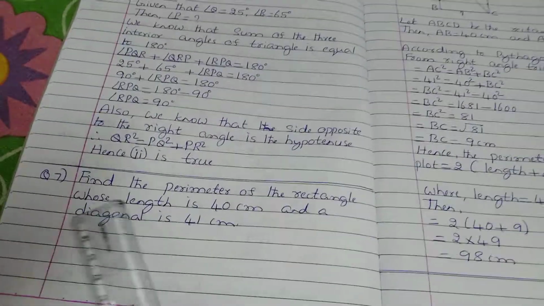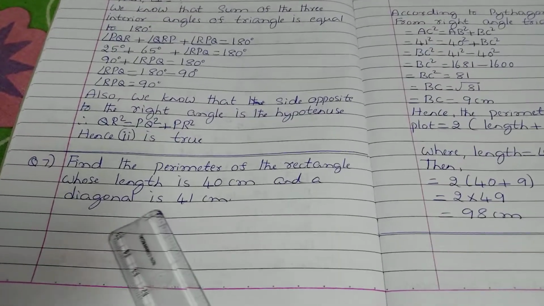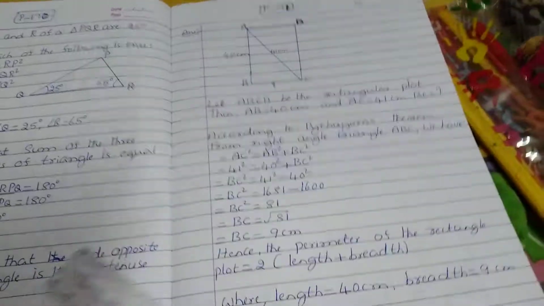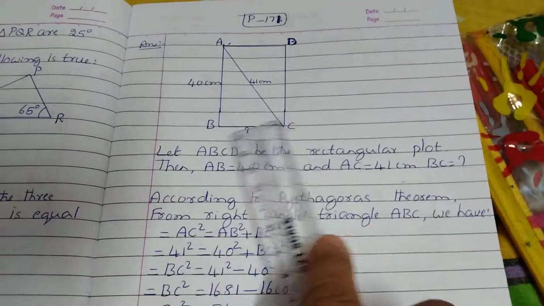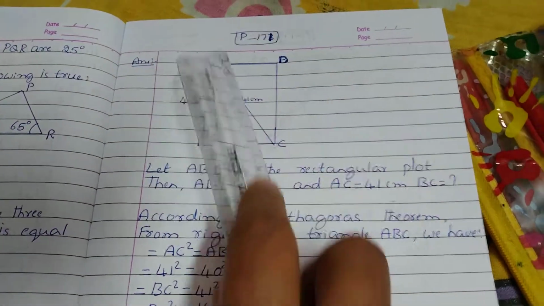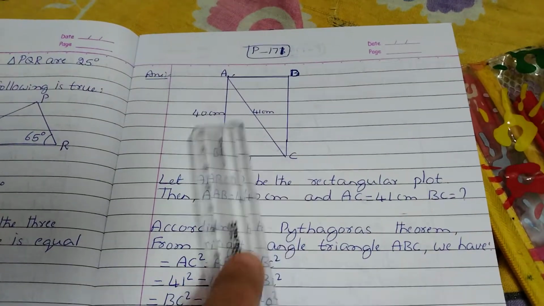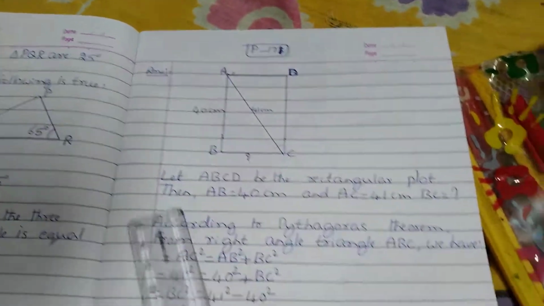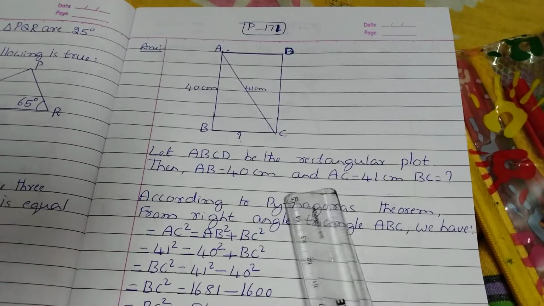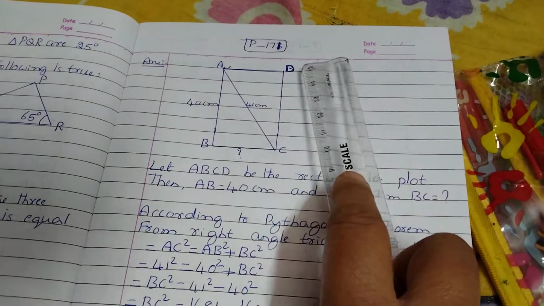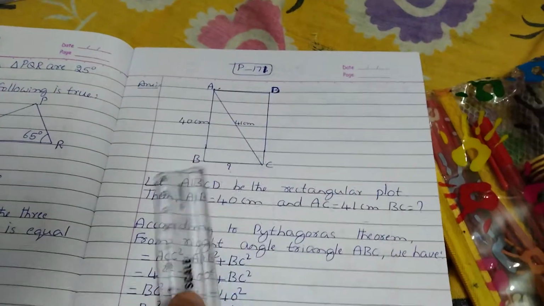Question number 7. Find the perimeter of the rectangle whose length is 40 centimeter and a diagonal is 41 centimeter. We have to find the perimeter, so we should know the formula for finding the perimeter. Given rectangle ABCD, AB is 40 centimeter, diagonal AC is 41 centimeter. So we have to find here BC.